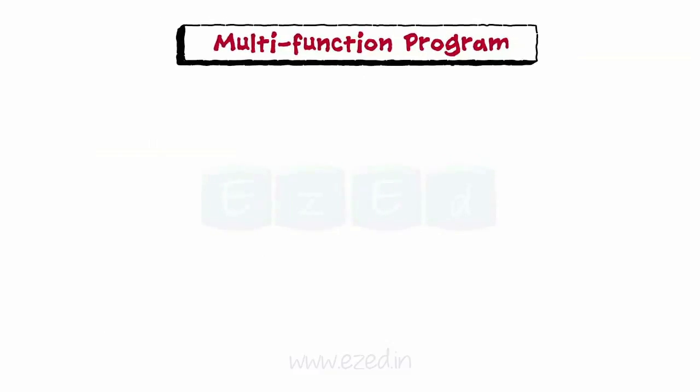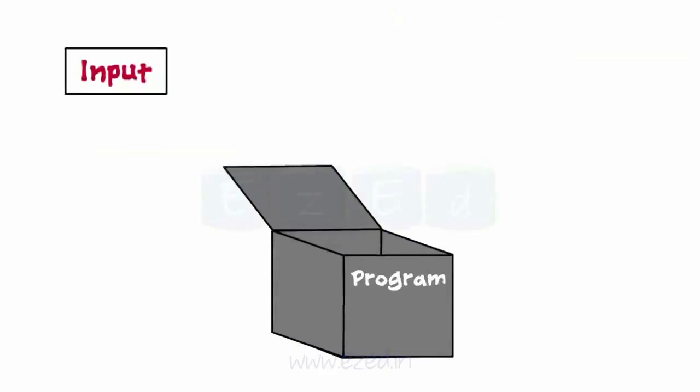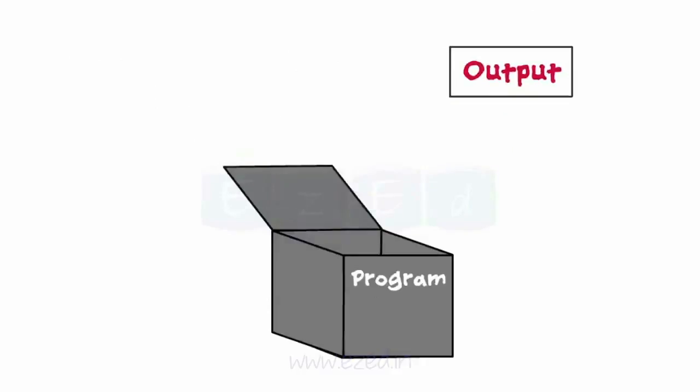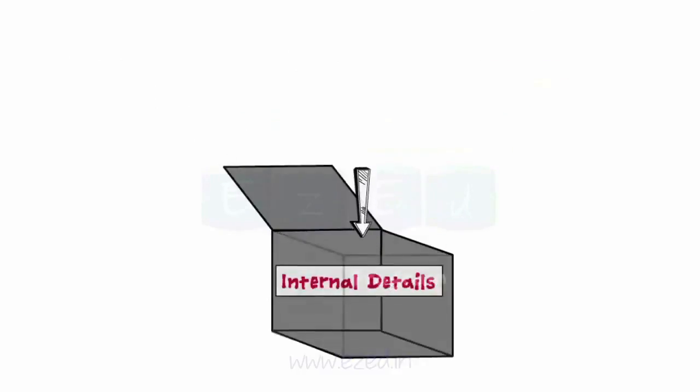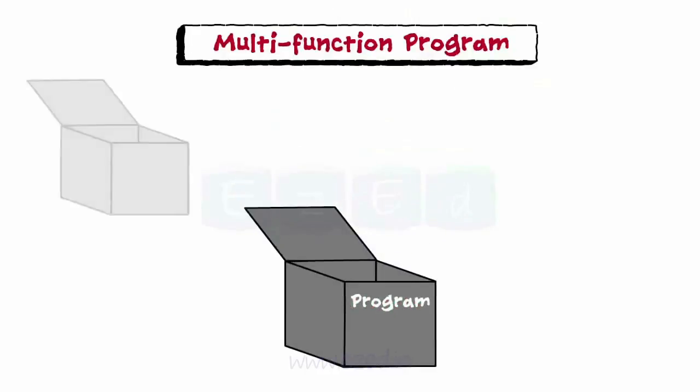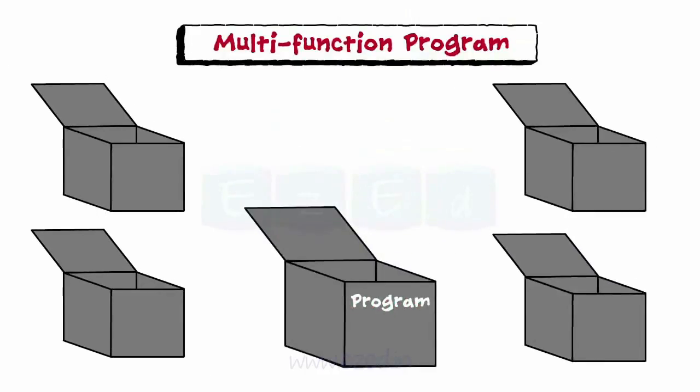Now let us learn Multifunction Program. A function in simple terms can be viewed as a black box which takes in some value if required as input and gives the result as an output. The internal details of the function are hidden from the rest of the program. Every C program can be designed using a collection of these black boxes.